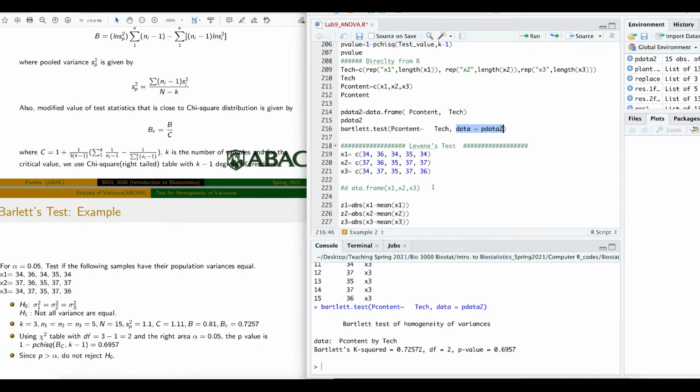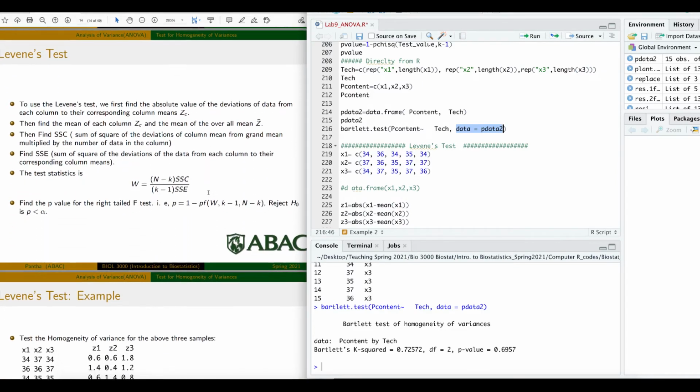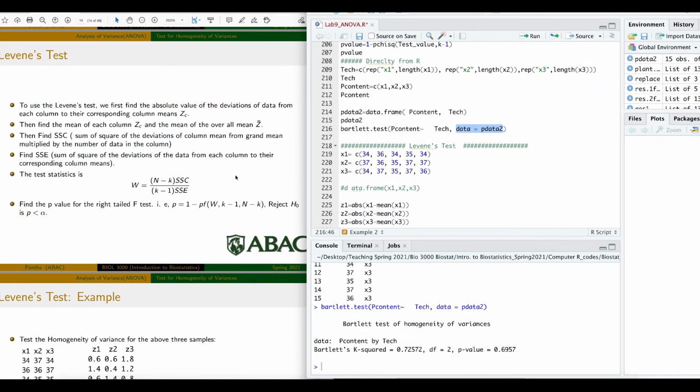Now, next one is the Levene's test. Okay, well, how do you do the Levene's test? Let us discuss that briefly. Again, this is the alternative method for the homogeneity of variance, which is one of the major requirements for the analysis of variance when we compare the means or the average of more than 2 samples.